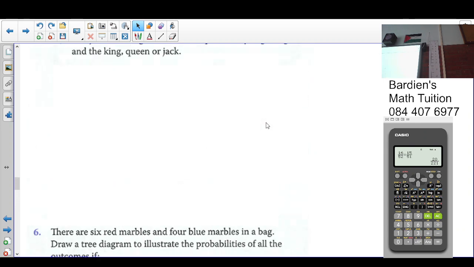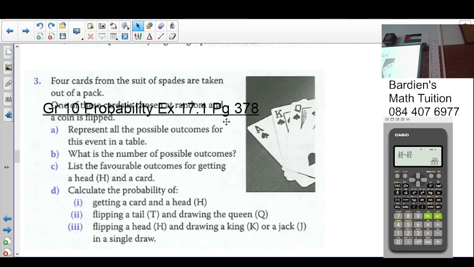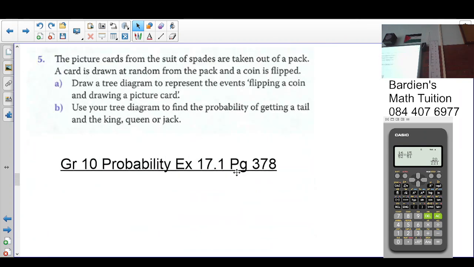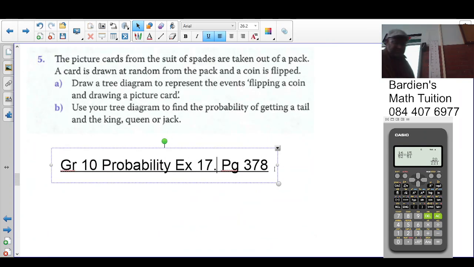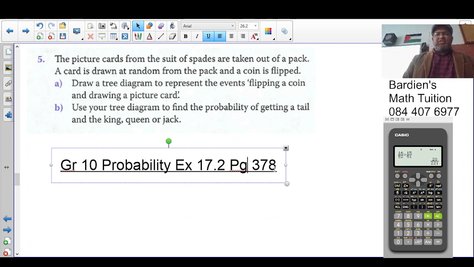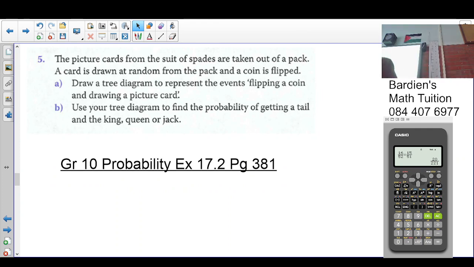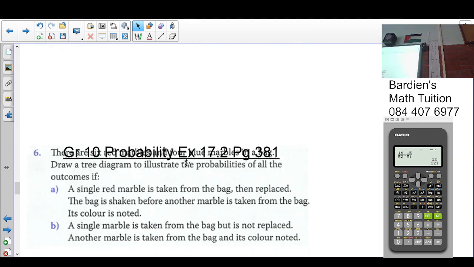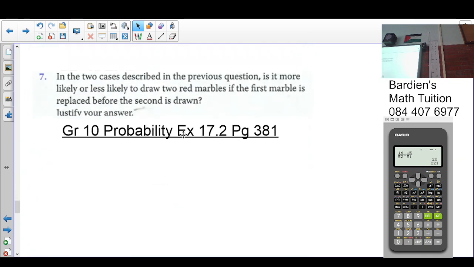Let's carry on. How much time do we have left? 30, okay. Exercise 2 is on page 381, Exercise 17.2. In our next lesson, we will mark those questions.